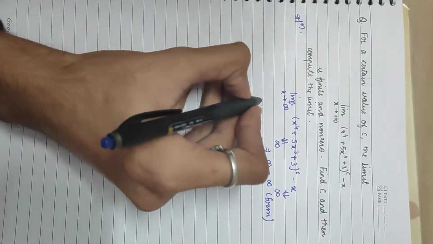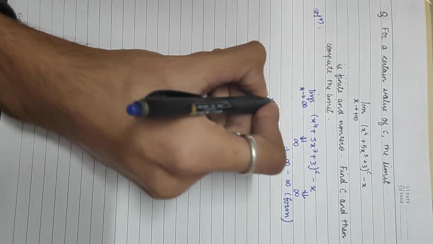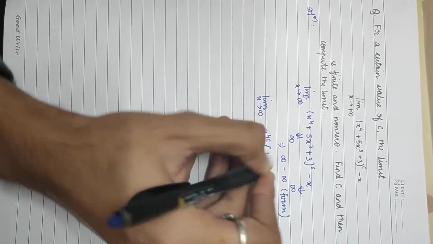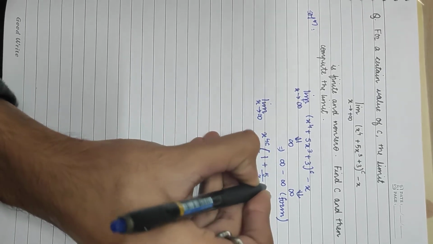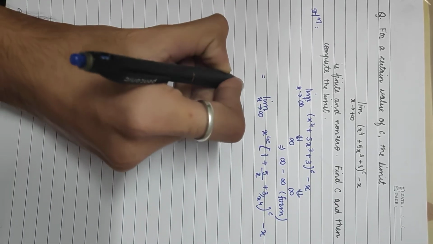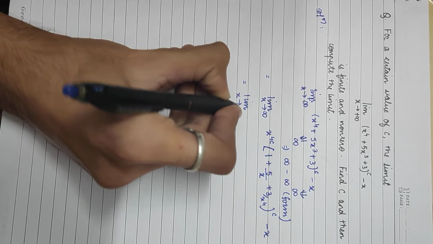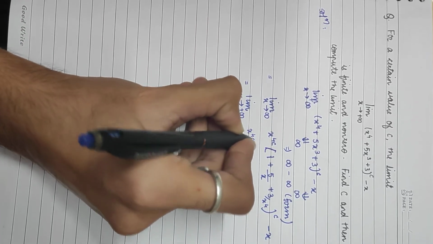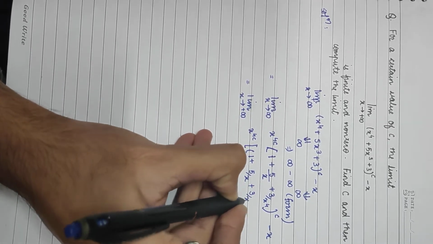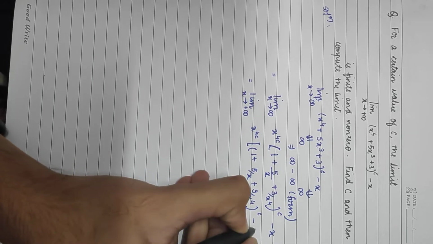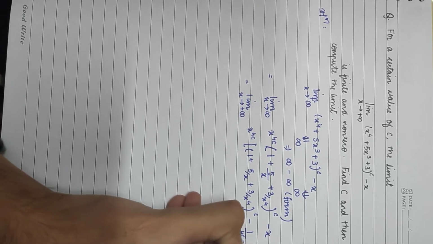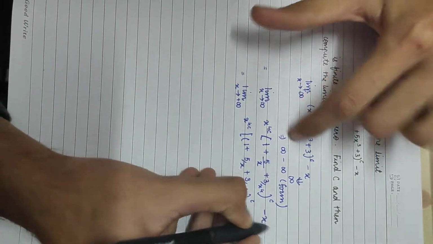I have an idea: let's take x^4c common from it. So you get x^4c times (1 + 5/x + 3/x^4) whole to the power c, minus x. Going forward, limit x tending to plus infinity, x^4c, now taking a whole lot again common, and this will become 1 upon x^(4c−1). Quite clear, I have taken x^4c common from the whole term.